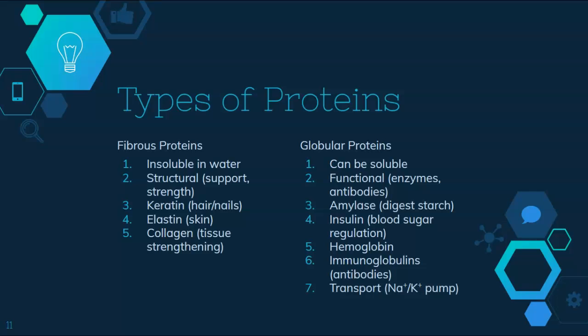Some globular proteins, they're more functional, right? They're like enzymes, antibodies. Some examples of those include amylase, which helps digest starch, insulin for blood sugar regulation, hemoglobin, immunoglobulins, which are antibodies, and for transport, like sodium-potassium pumps.